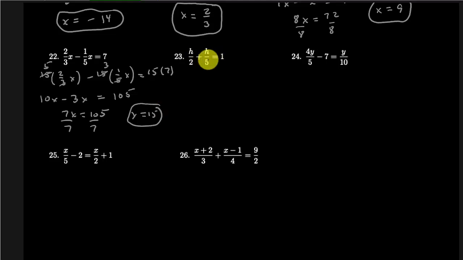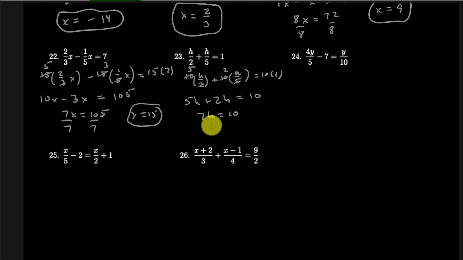All right, so what about this one? Next one, let's multiply everything through by 10. So 10 times h over 2 plus 10 times h over 5 equals 10 times 1. So the 10 and the 2 cancel. I'm left with 5. That's 5h plus the 10 and the 5 cancel. I'm left with a 2 here, so that's plus 2h equals 10. And so that's 7h equals 10. Divide everything by 7, and I get h is equal to 10 over 7.